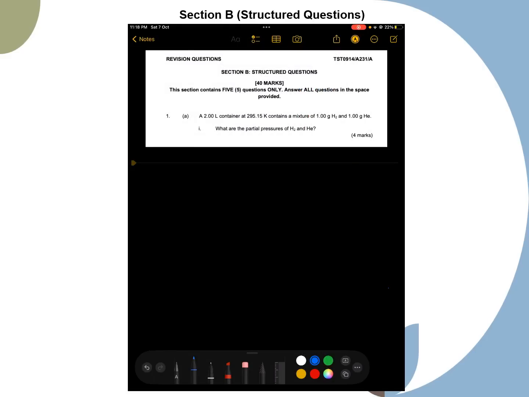Let's look at section B, structured question. So question number 1. When you look at the question, the first thing you need to do is extract all the information that you have. We have the volume of the container, which is given as 2 liter, and then we have also the temperature, stated as 295.15 Kelvin. And also we have the mass of H2 and also the helium. Both have 1 gram.